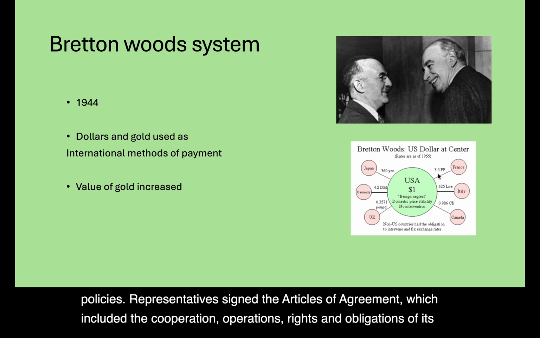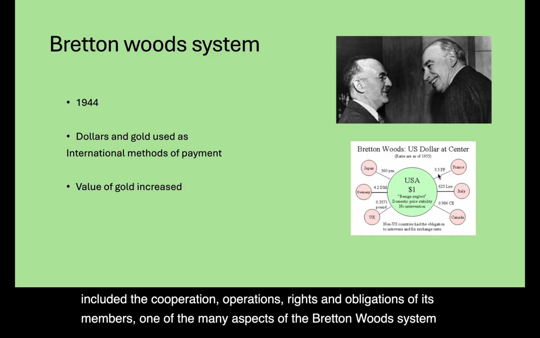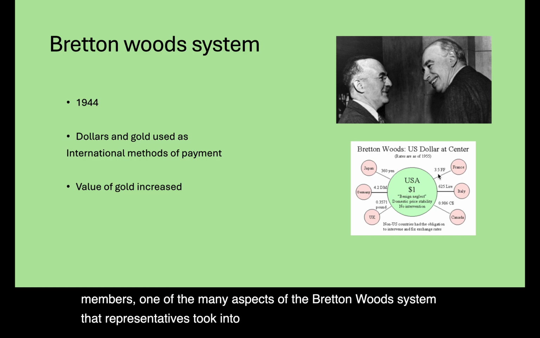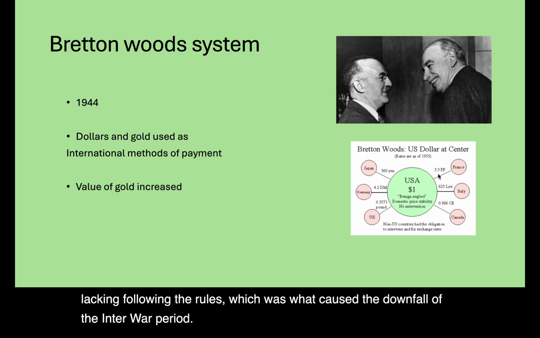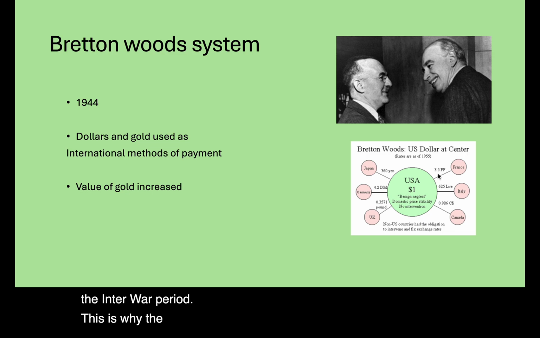One of the many aspects of the Bretton Woods system that representatives took into consideration was the prevention of lacking in following the rules, which was what caused the downfall of the interwar period. This is why the Articles of Agreement was very important in the development of a new monetary system.